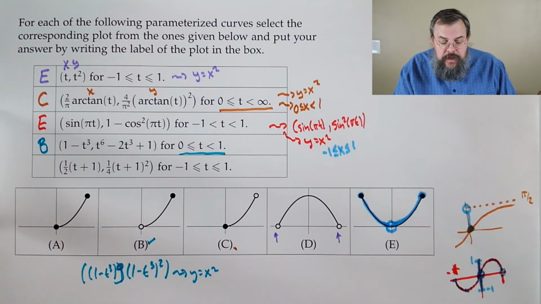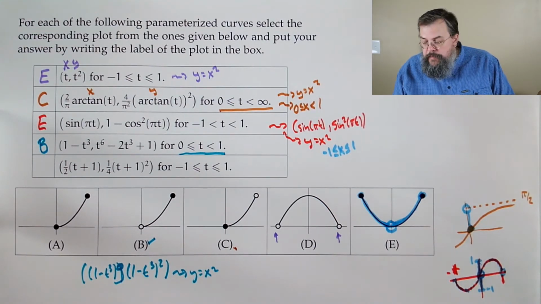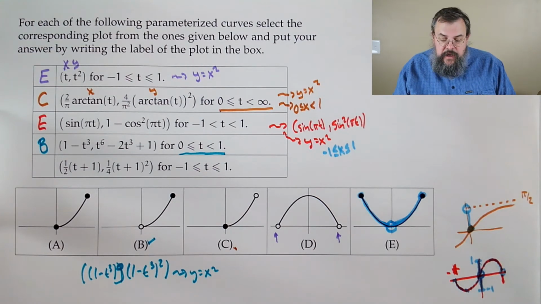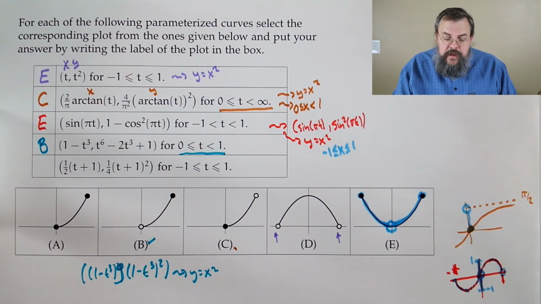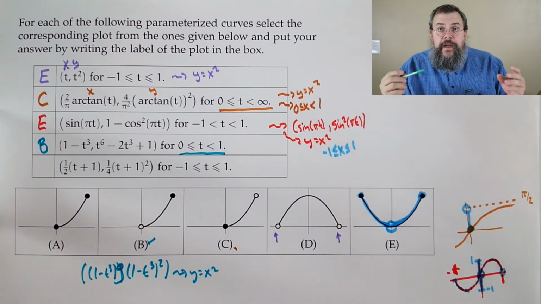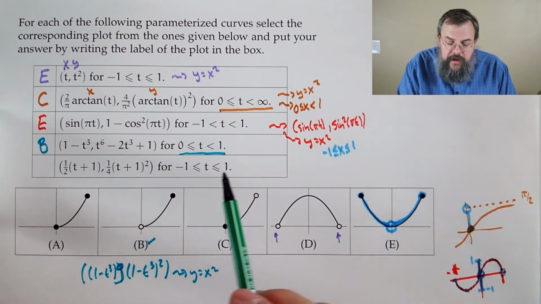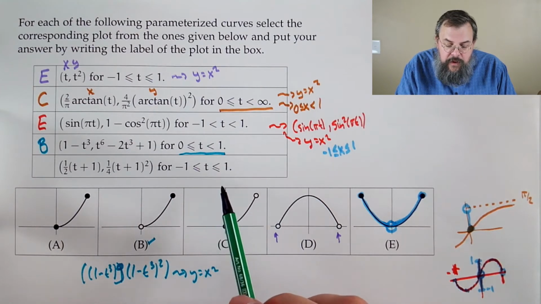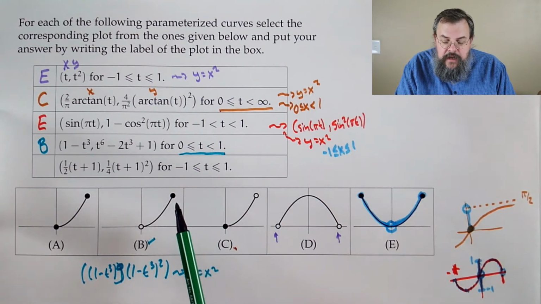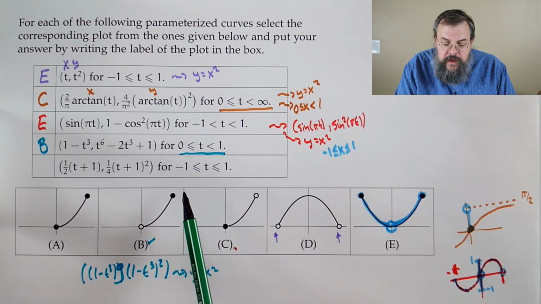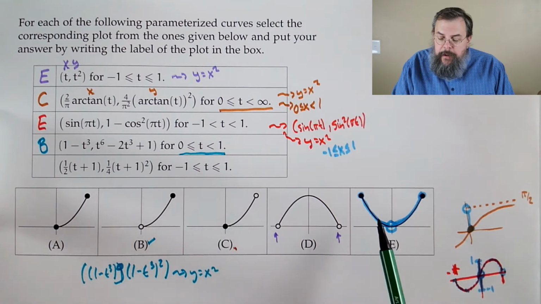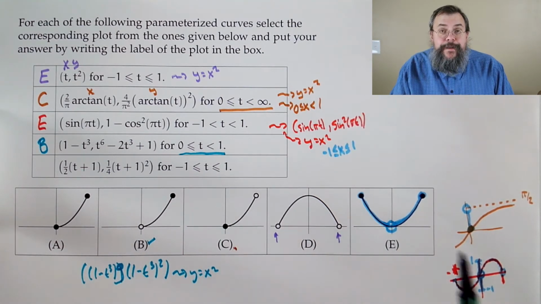Well, the last one. 1/2 times t plus 1. And then there's 1/4 t plus 1 squared. Well, we can see that is going to be, again, an x squared. Okay, so y equals x squared. Let's think about what's happening for our values. Now, it looks like -1 to 1. So again, we might say, oh, maybe it's E again.